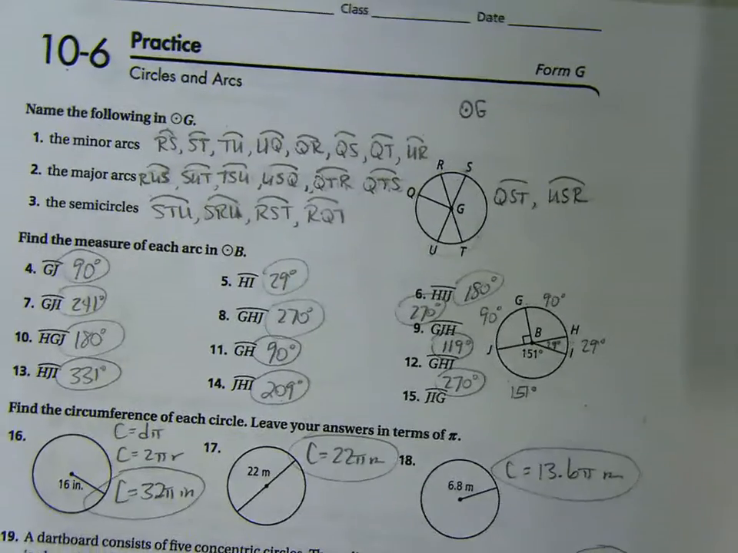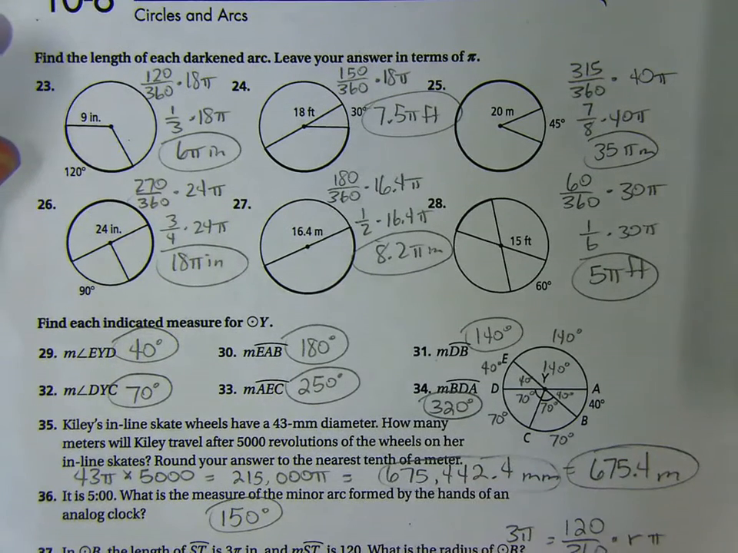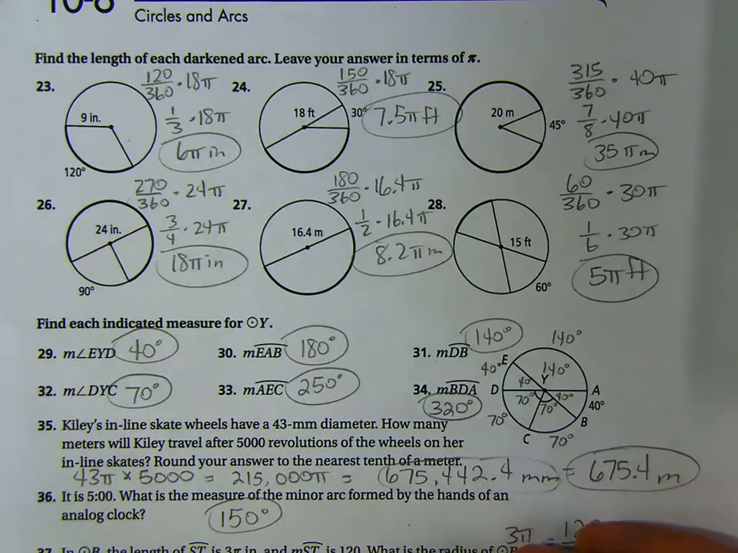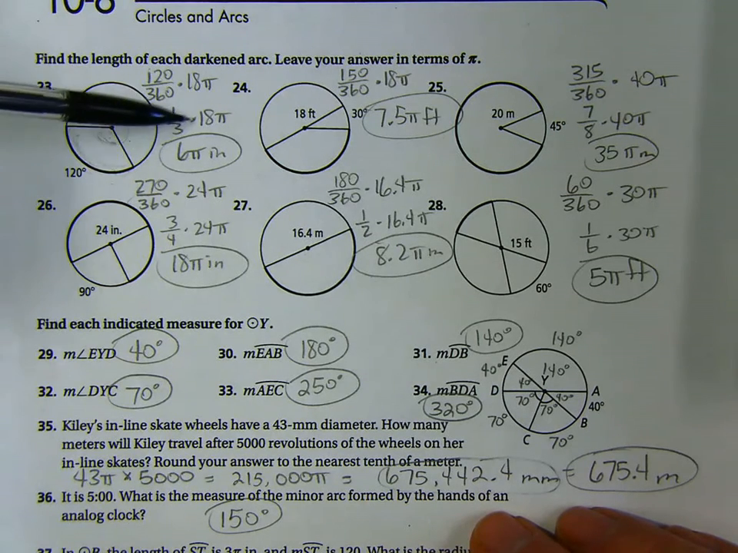Over on the back, on the second page, it says find the length of the darkened arcs, and hopefully you can tell which one's the darkened arcs. The length of an arc, remember, is a portion of the circumference. Well, what portion? 120 over 360 tells me how much of the whole circle this piece is, because 360 is the whole circle. So that wedge is 1/3 of the whole circle. Since its radius is 9, the circumference is 18 pi, so 1/3 of 18 pi would be 6 pi inches.